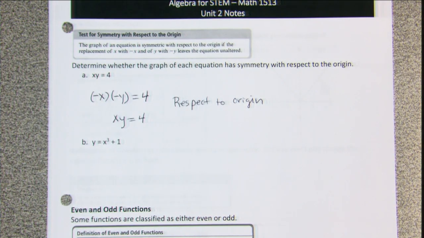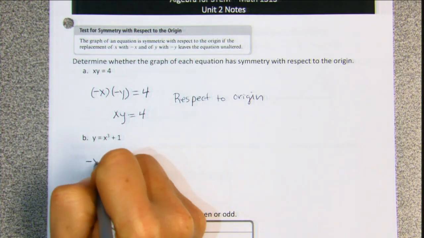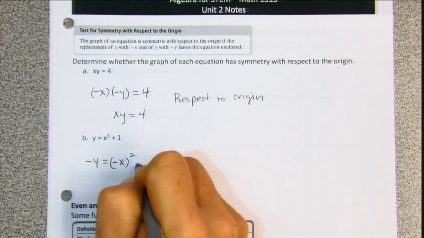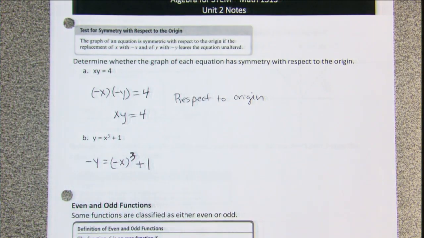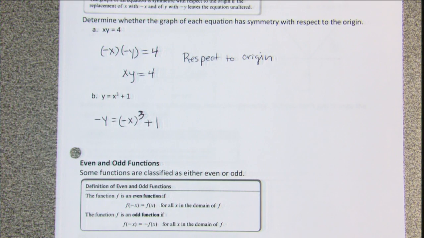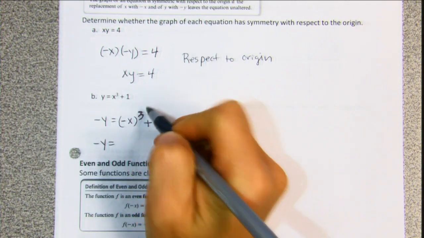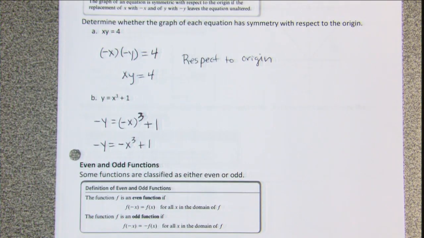And then we do the same thing on part B to try one more example of determining if it has symmetry in respect to the origin. We change the y and the x, so negative y equals a negative x. Just put it in parentheses to draw attention to the fact that there's a negative in front of it. But when we start simplifying this one, we know negative x to the third power would still be a negative x. And then what would we need to do?